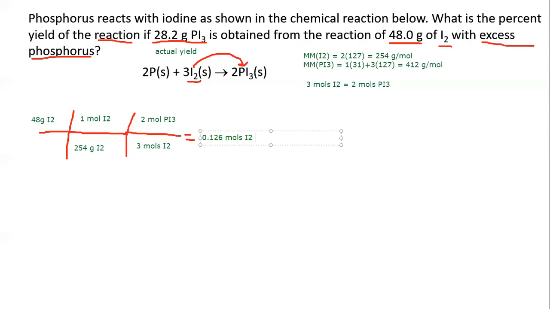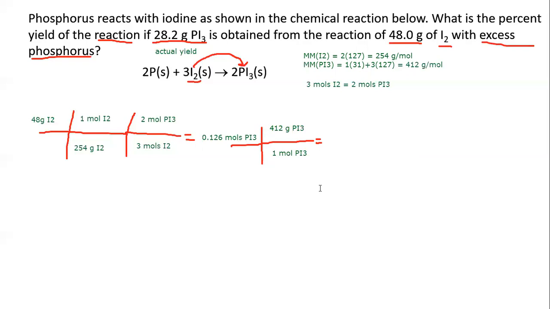Double check my work. Yep. Now we have the moles of PI3. We're going to convert that to mass of phosphorus triiodide. 1 mole PI3, molar mass goes on top.